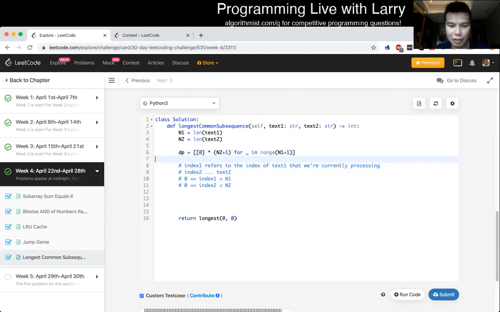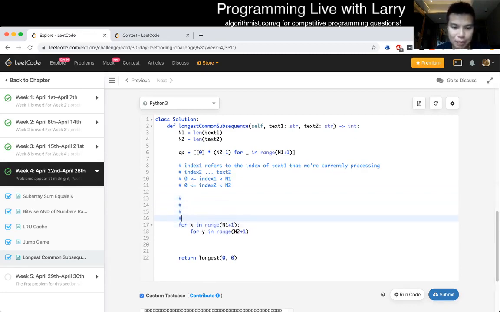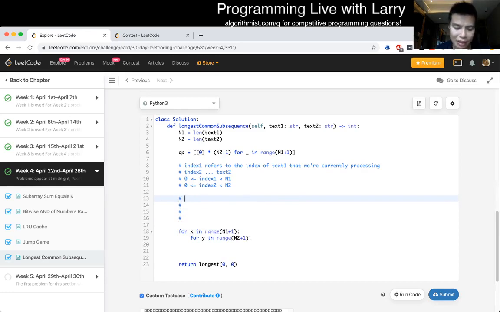That's mostly it for the setup, because the base cases are all just zeros, and you're constructing the best score as you build, right? So now we can just do for x in range of n1 plus 1, for y in range of n2 plus 1. So now it's not a one-to-one mapping, and what I said about the symmetry actually makes it slightly easier. Because before we had a function that I think I just called longest, longest index 1, index 2, right?